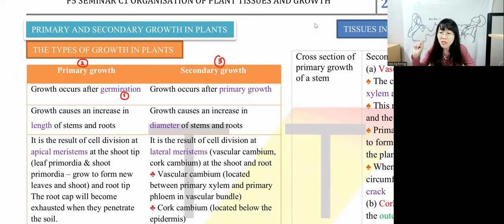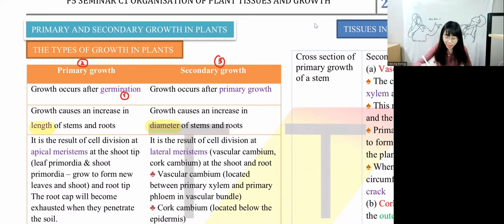Primary growth, they want to increase in length, in the sense of increasing the length of a shoot and the length of the root. Secondary growth increases in diameter, the diameter of the plants. Usually when they increase in diameter, they become more stable, because the larger the base of support, the more stable they are, right?